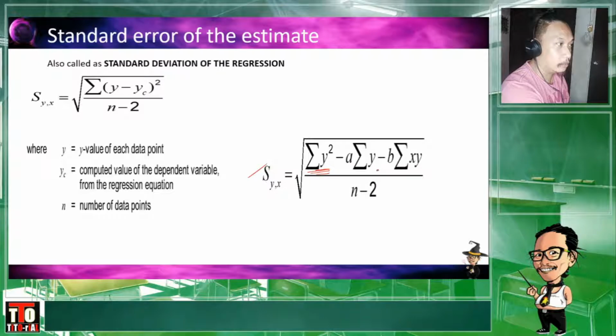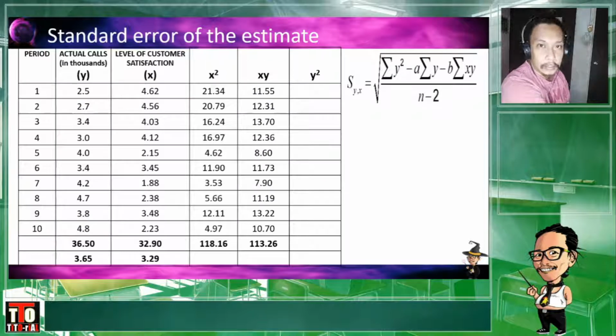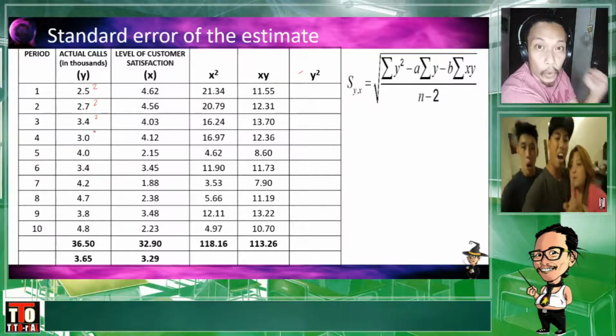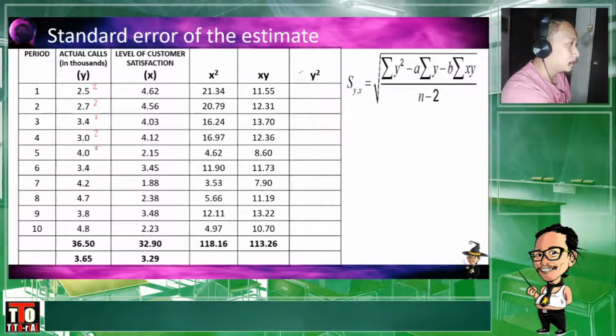Yung A nakuha na natin, meron tayong summation of y. Yung B, meron na tayo niyan. Summation of x, y, meron na tayo. So, ito na lang yung kulang natin. Summation of y squared. So, ang gagawin natin is to add another column for y squared. Okay? So, ano ang gagawin natin? Ang gagawin natin is, syempre, kukunin natin yung squared value. Yan. Or yung common term natin is to raise the value to the second power. Okay? Yan. So, kunin natin yung squared value niyan.